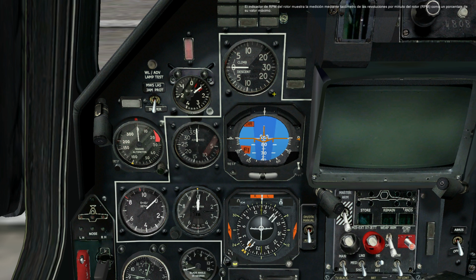The rotor RPM indicator displays the tachometer measurement of the rotor's revolutions per minute, RPM, as a percentage of its maximum value. The airspeed indicator displays the aircraft's indicated airspeed. The accelerometer, or G-meter, indicates the current maneuver loading on the helicopter, represented by the white needle. The red needles indicate the highest and lowest G attained during a sortie.